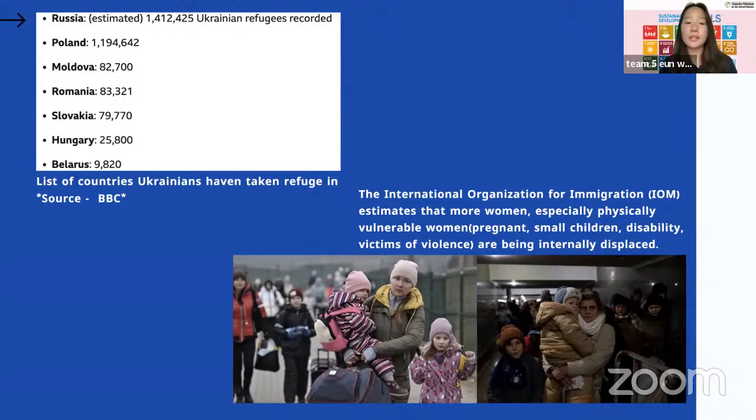The International Organization for Migration, also known as IOM, estimates that more women, especially physically vulnerable women, pregnant women, those with younger children, or with a disability, or even victims of sexual assault, are being internally displaced. I won't get into the specifics, but there are many organizations that are currently finding ways to keep the support of Ukraine. For example, the UN is teaming up with other organizations to provide the necessities such as food and cash for refugees. There have been a lot of donations and moral support, not just from Ukraine's neighboring countries, but really the whole world, even here in Korea.